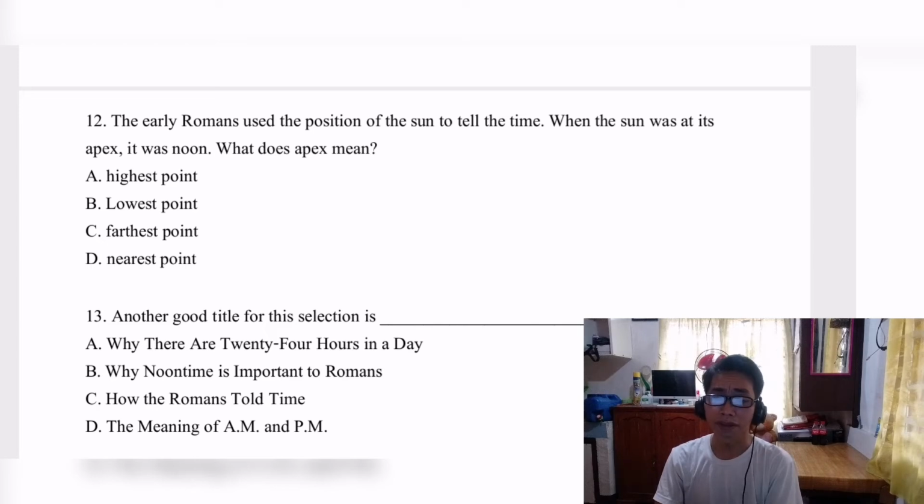The last number for the second passage, number 13. Another good title for this selection is blank. A. Why there are 24 hours in a day. B. Why noon time is important to Romans. Letter C. How the Romans told time. And letter D. The meaning of AM and PM.